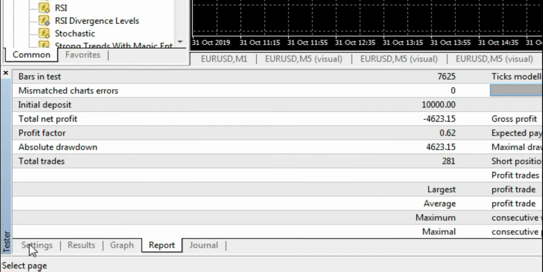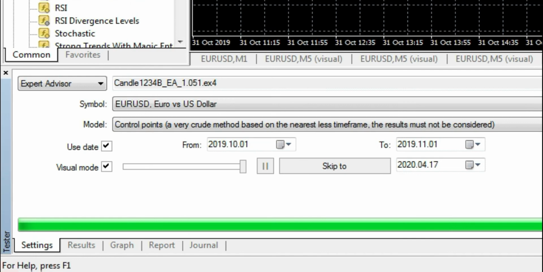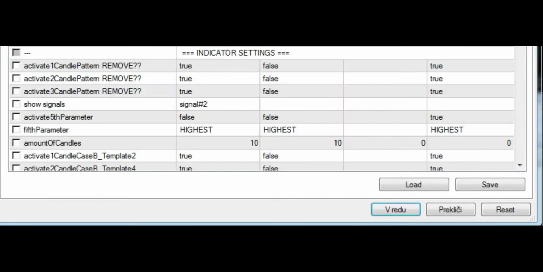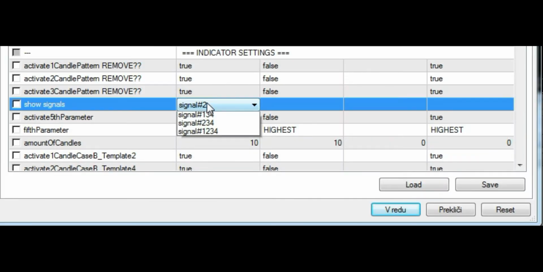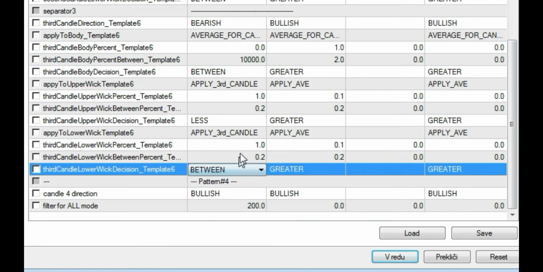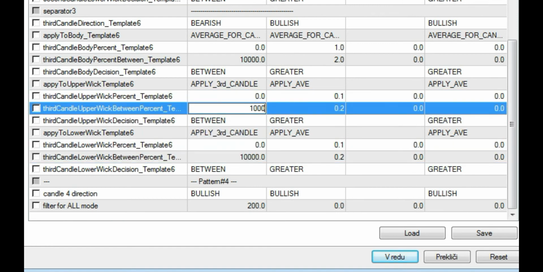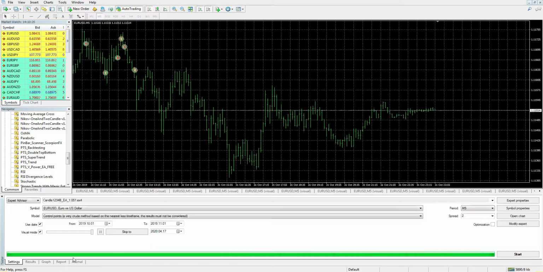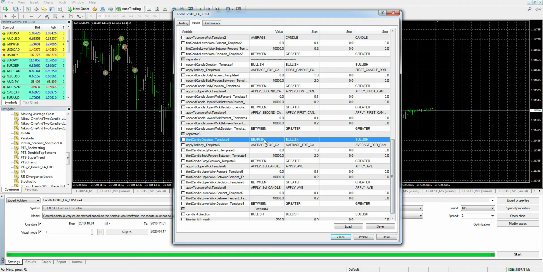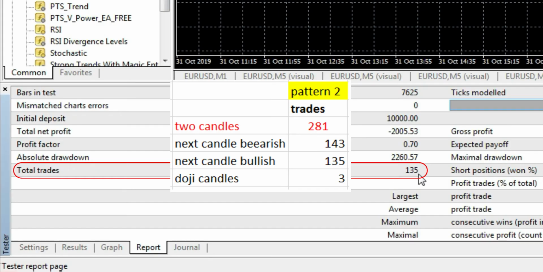Let's move to a 2 candle pattern, which we actually already have. I will keep the existing settings for candle 2 and test binary options on it. To simulate binary options with a 2 candle pattern, we need to search for signal 3. Like for candle 2, choose the same options again, between 0 and a very high value for body and wicks, and I suggest to compare all to average. Here is our result of 2 candle pattern binary option testing. The number of trades in the bearish direction is 143 out of 281. If we choose bullish direction for binary options, we get 135 trades out of 281.